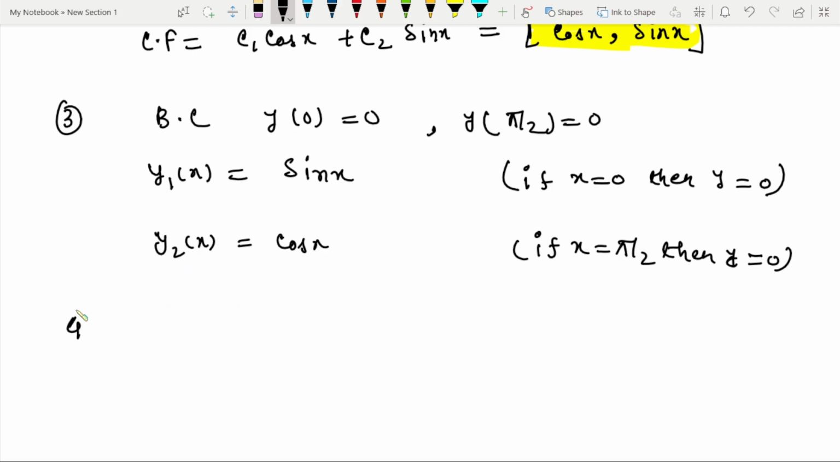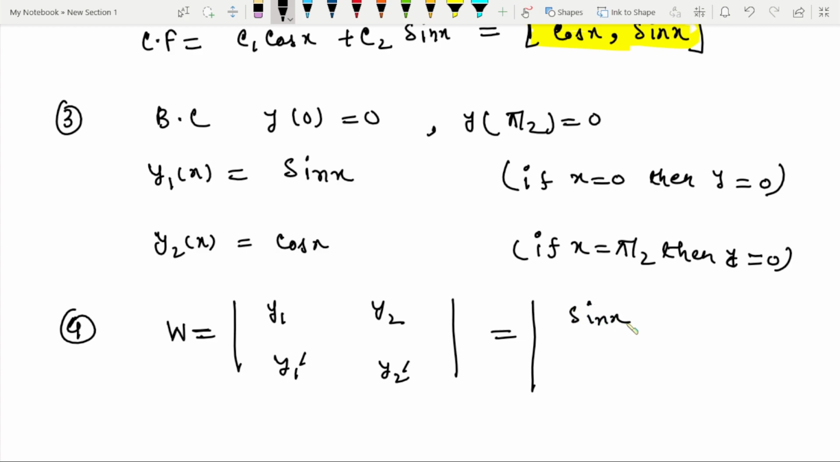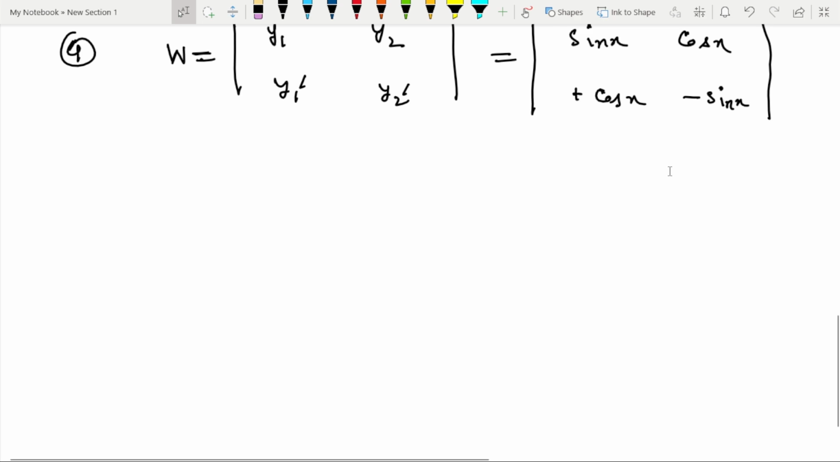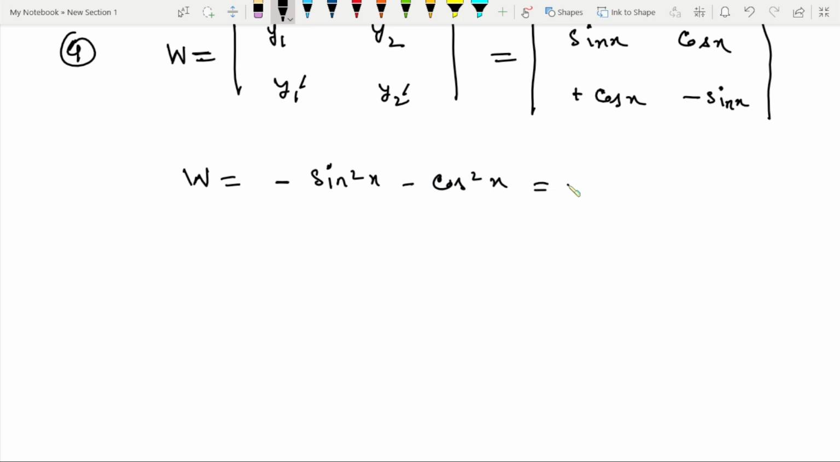So now our fourth step is to find the Wronskian. The Wronskian is the determinant of y1, y2, y1 dash, y2 dash. y1 is sin x, y2 is cos x. The derivative of sin x is plus cos x, and the derivative of cos x is minus sin x. So W equals minus sin square x minus cos square x, which equals minus 1, because sin square x plus cos square x is 1.